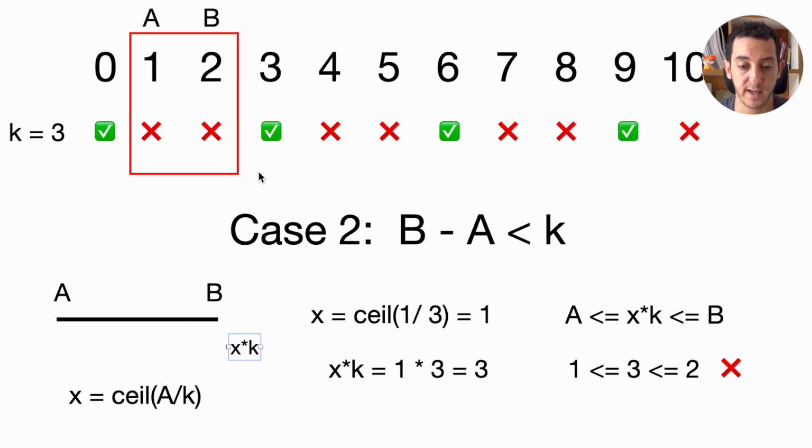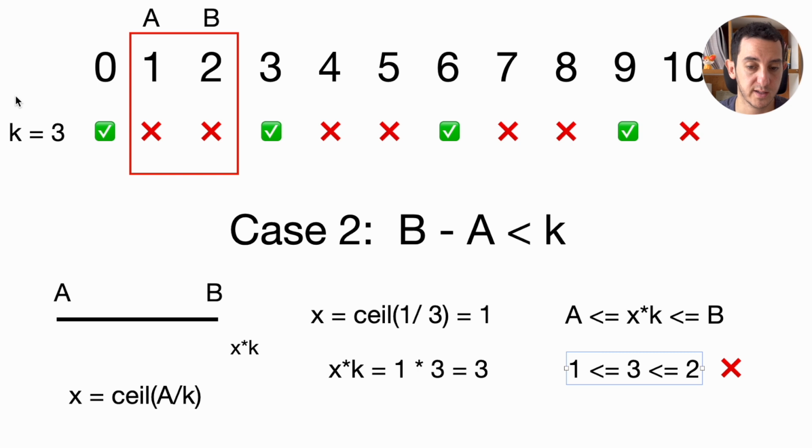So in this case, A is 1, K is 3, dividing 1 by 3 is 0.333, and when we ceil that, we get 1, right? So X times K will be 1 times 3, which is 3, which is this number here, and this is the closest number bigger than A that's divisible by K, right? So what we need to do is to check if this number that we just calculated, X times K, falls within the range A and B. In this case, it doesn't, so we'll return 0 in this case, right?